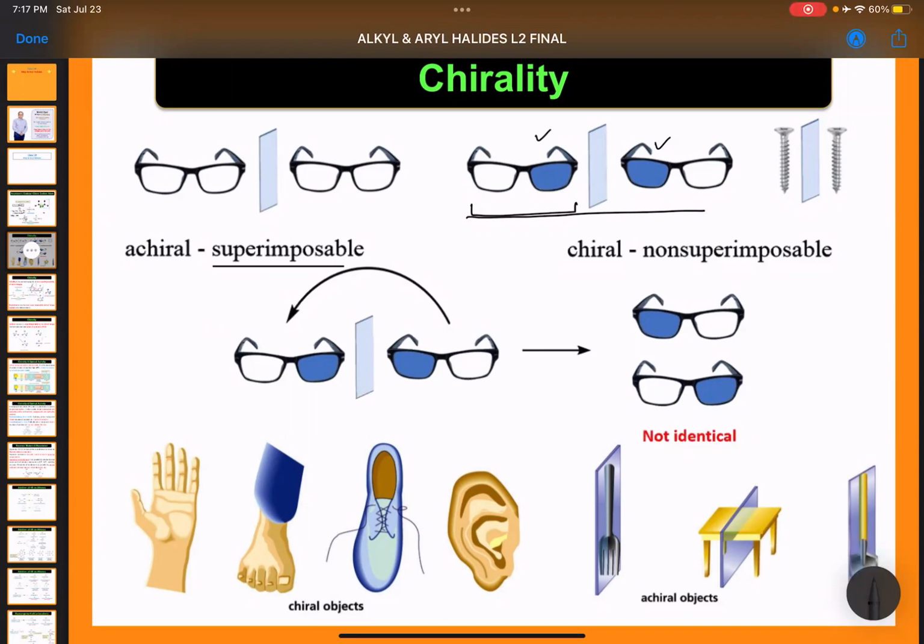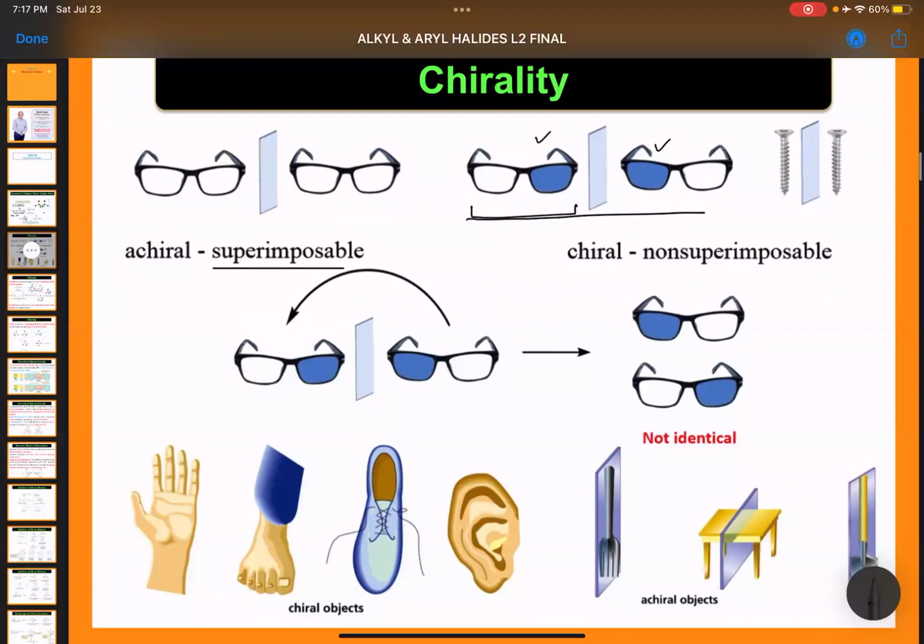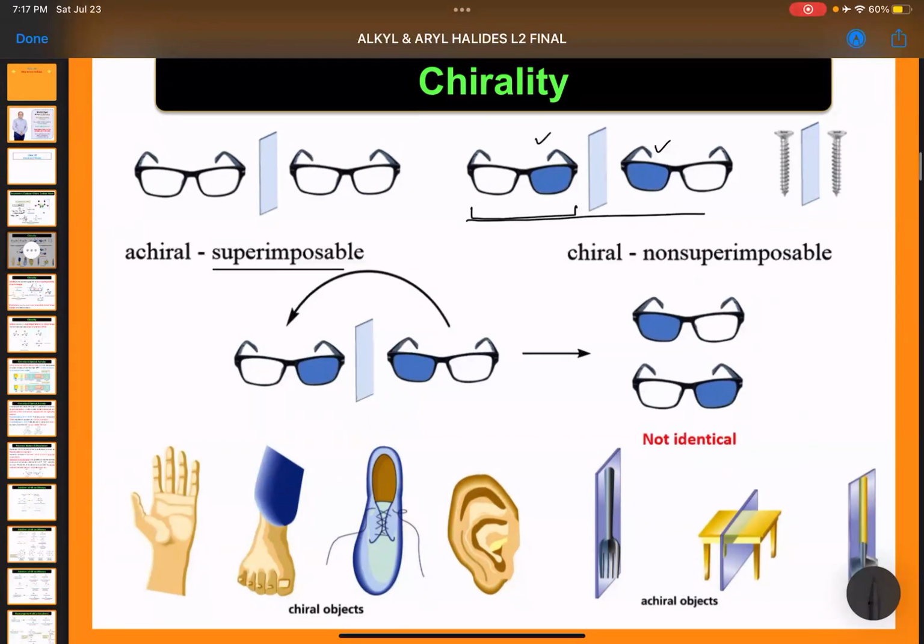The definition of chirality is non-superimposability of mirror images. Is it clear? So the molecule needs to have a chiral carbon atom, then only it will be chiral. It will have 4 different groups. The carbon will be connected to 4 different groups. And if it has 4 different groups and you make a mirror image of that molecule, the mirror image will be different. You need to superimpose and know that they are different.